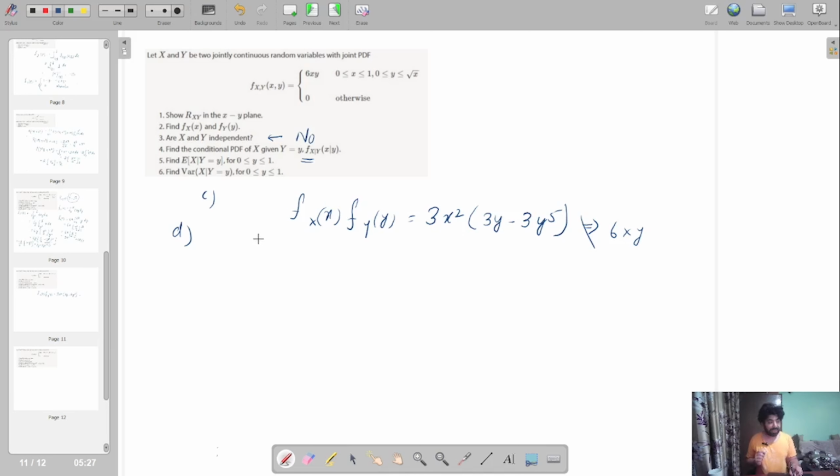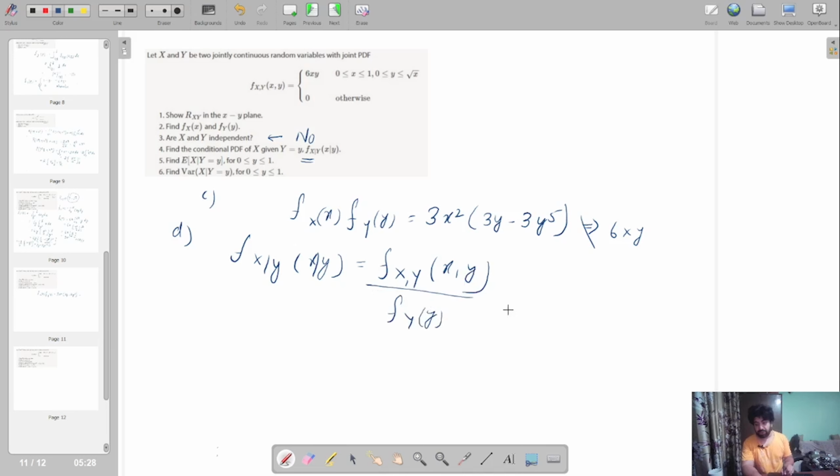Alright. The next one says we have to find the conditional PDF of x given y. So I can write this as f_{X|Y}(x|y), which is the function f(x,y) upon f_Y(y). This we have already calculated above, which is 3y minus 3y^5, and this is the original function we have.